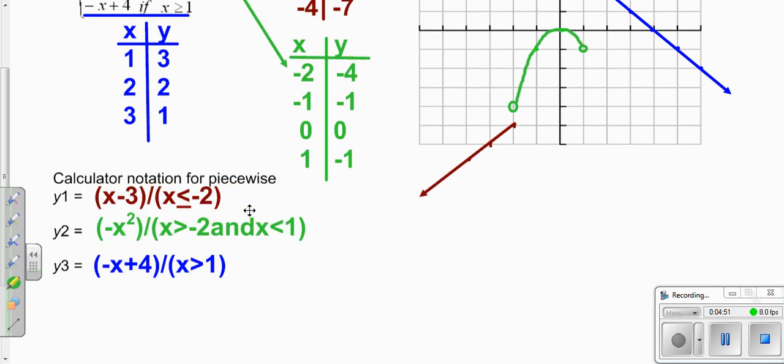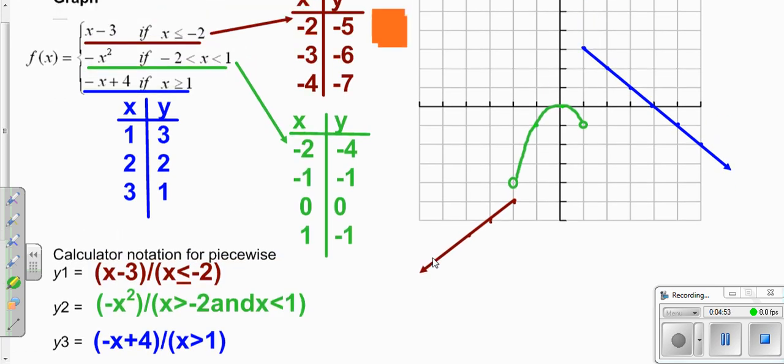Now, your calculator will graph piecewise functions for you. Basically, you got to put each piece right here into a different y equals on your calculator. You put in your function, then hit divide, and then in parentheses, you want to go x and then put the domain. The less than or equal to, the greater than, the and statement, all that stuff is found underneath your test, which I believe is second math on your calculator.